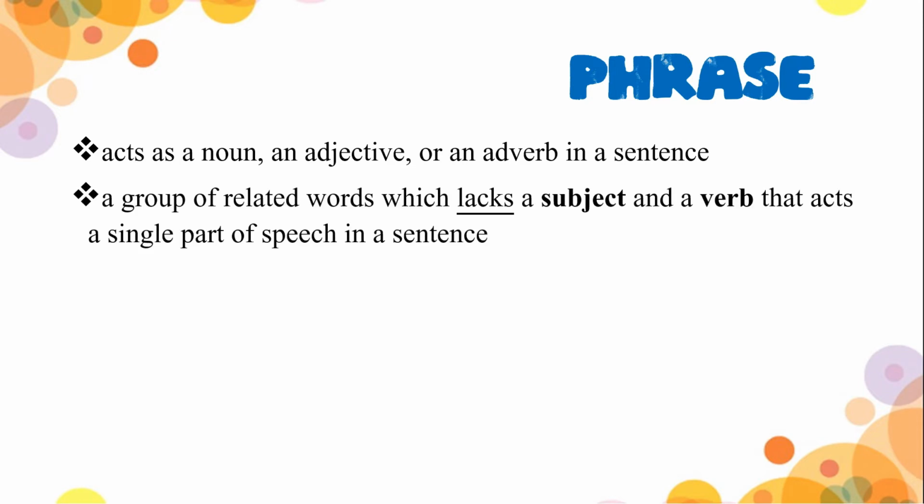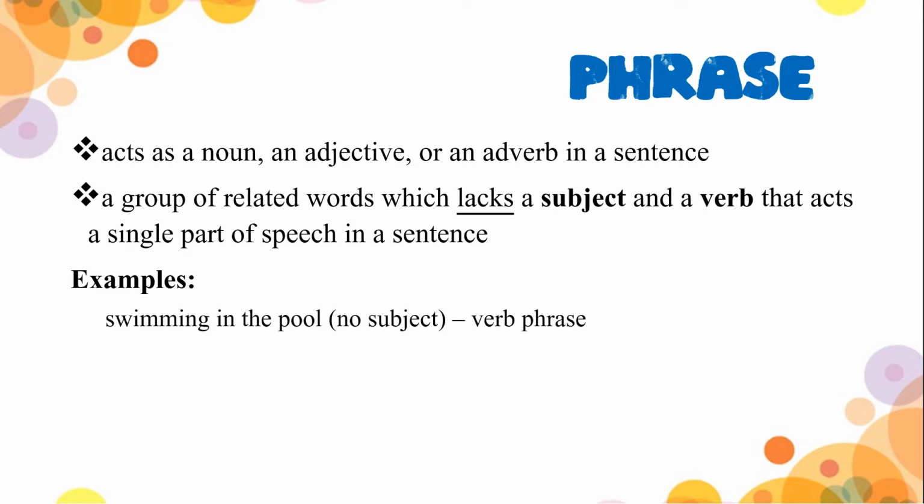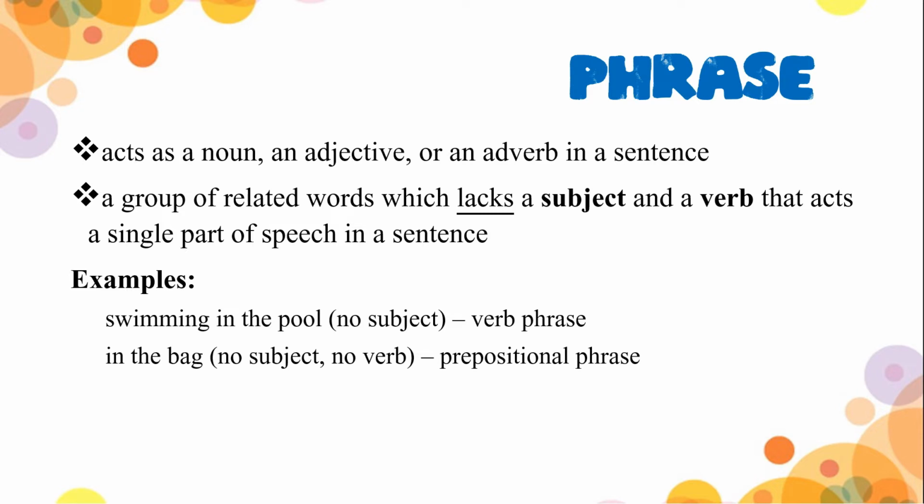It is a group of related words which lacks a subject and a verb that acts as a single part of speech in a sentence. For example, swimming in the pool. This phrase has no subject, but we call it a verb phrase because it starts with the verb or the action word swimming.